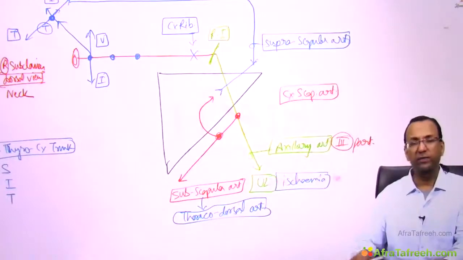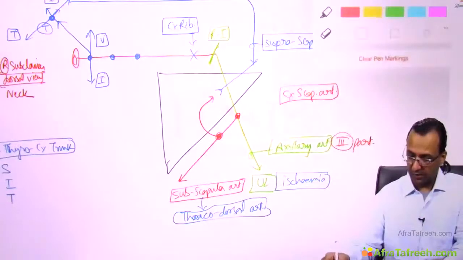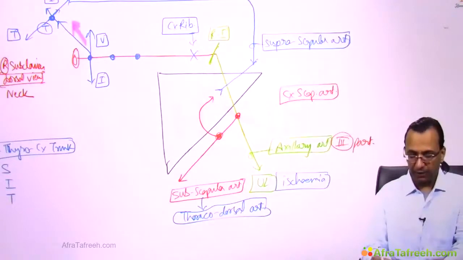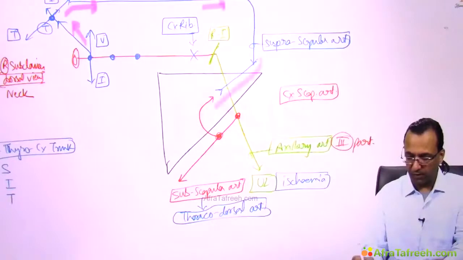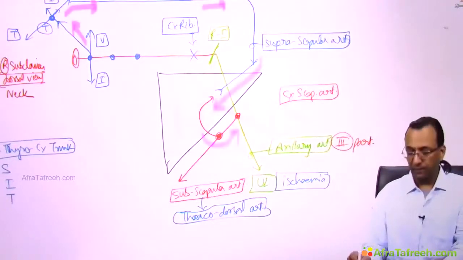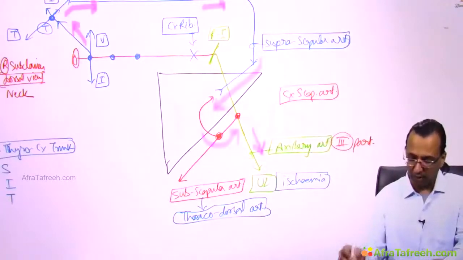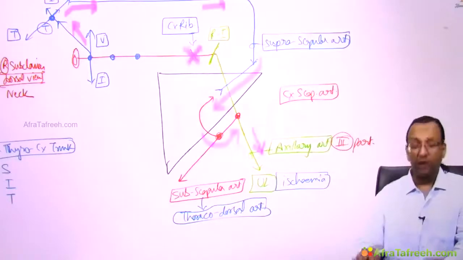I can mark the blood flow now. See, blood is coming into the thyrocervical trunk, into the suprascapular artery, and from the suprascapular into the circumflex scapular artery, and from the circumflex scapular into the subscapular artery, and into the axillary artery to supply the upper limb ischemia zone, because there was a block here in the subclavian artery.